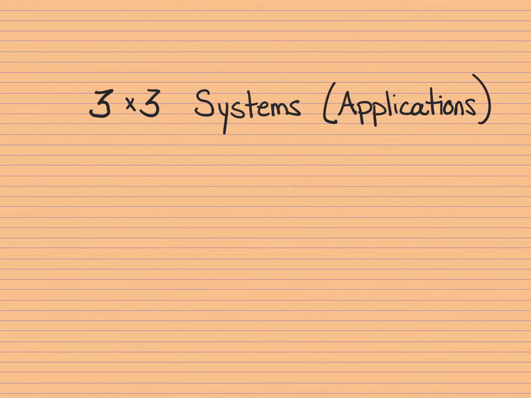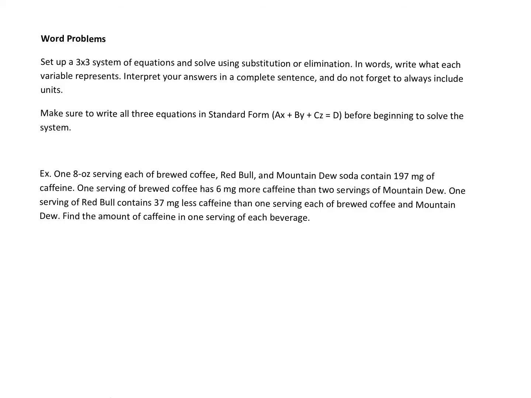In this video, we'll do some examples of 3x3 linear systems that present as application problems or word problems. When we solve a 3x3 system of equations, which we covered in the previous example, you can solve using substitution or elimination. To get started, we always want to write what each variable represents, and then we're going to interpret our answer in a complete sentence, and we're always going to make sure to include our units.